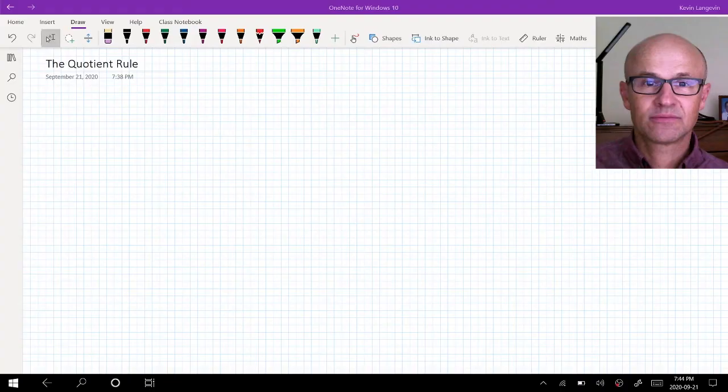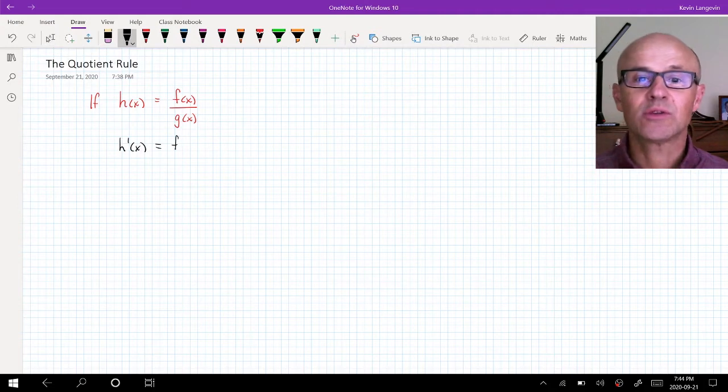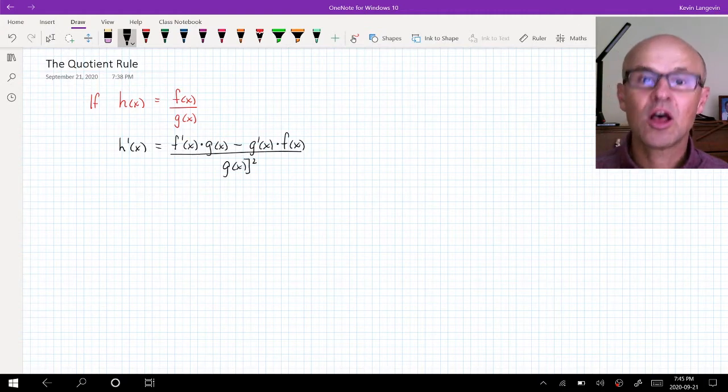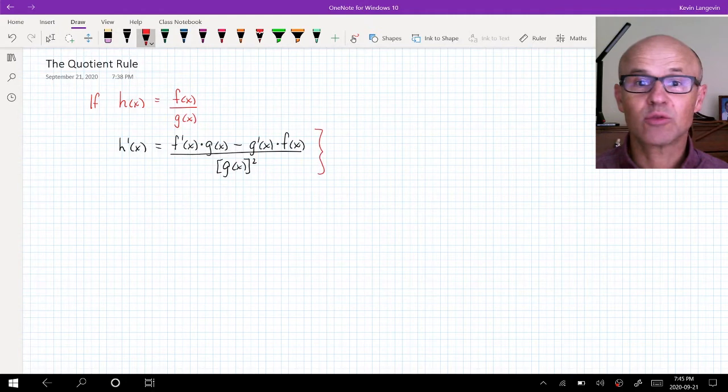Today's lesson is based on what we call the quotient rule, the next in our series of shortcut rules. For the quotient rule, it's very similar to the product rule, just slightly differently worded. We've got the derivative of the top times the bottom minus the derivative of the bottom times the top, all divided by the bottom squared.